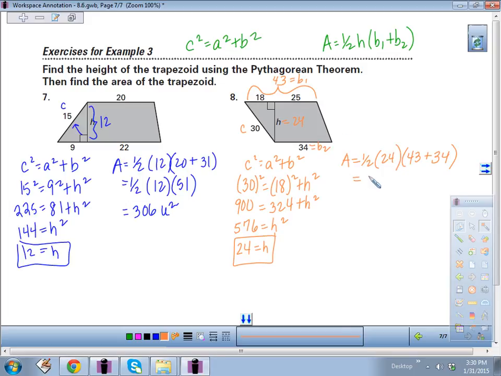1/2 of 24 is 12. 43 plus 34, that will give me 77. And so I get 12 times 77, which is 924 square units, since we're not given a unit value here. We'll just use units. And that is all for the trapezoid.